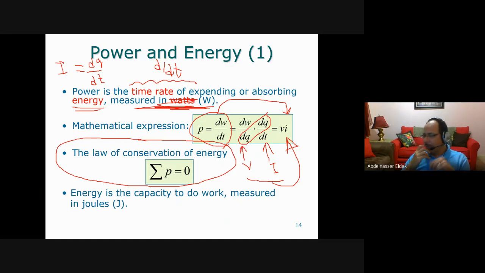The definition of energy is, if you have energy, this means that you have ability or capacity to do work. That's it. Even this has no relation with circuits. Energy is this ability or capacity to do work. But if you are sleepy or tired, you don't have energy. You cannot do work. And it is measured in joules. Okay, so I believe this is the last slide.